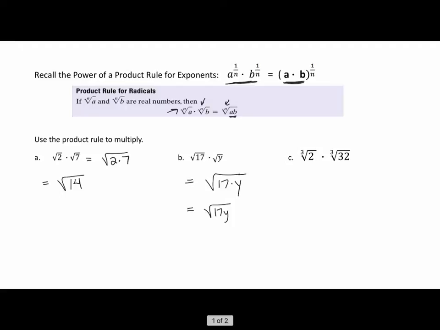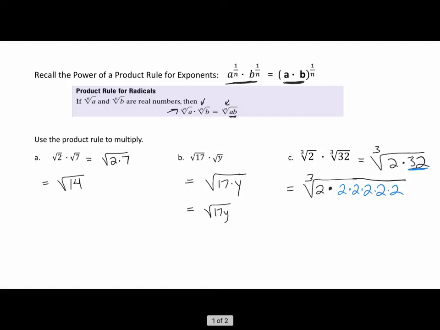For c, we have the cube root times a cube root, so I can put them under the same radical with the cube root, 2 times 32. And I'm going to break those down so that I can simplify. So I want 32. I'm going to use a different color here. I want this to be prime factors. So 32 is actually 5 2's.